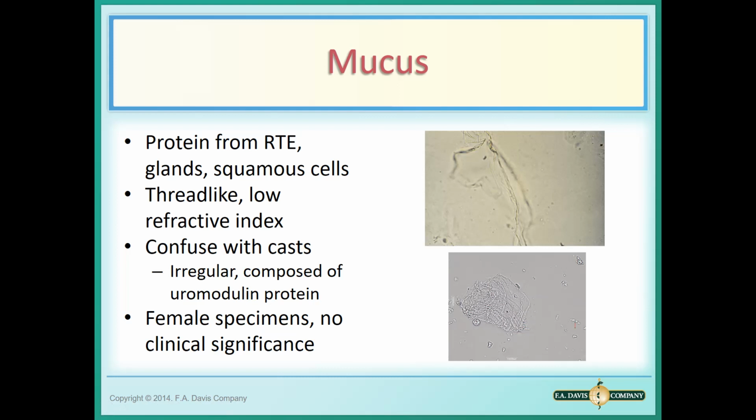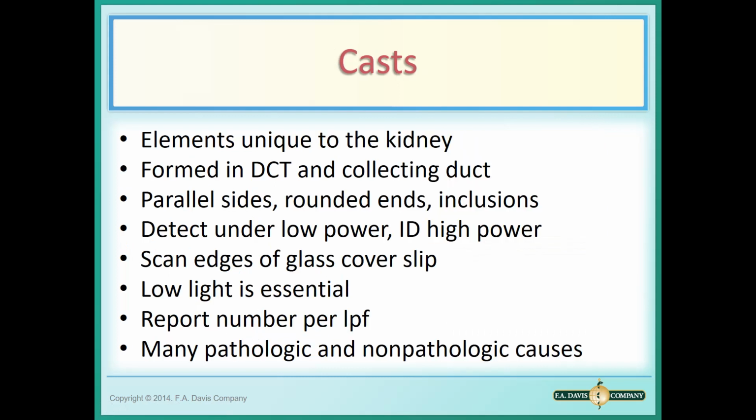Sometimes if it starts to form, it can really be confused with a cast, but we're going to look at casts in a few minutes. Casts have a very distinct appearance with a very regular shape to it. This does not. So, yeah, it's protein from renal tubular cells. In women especially, there's absolutely no clinical significance, but you see it a lot.